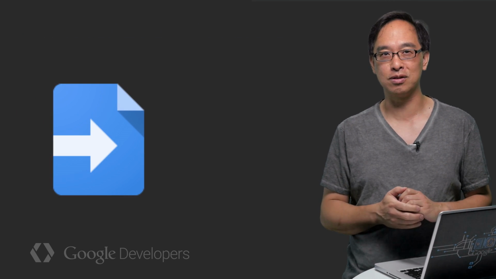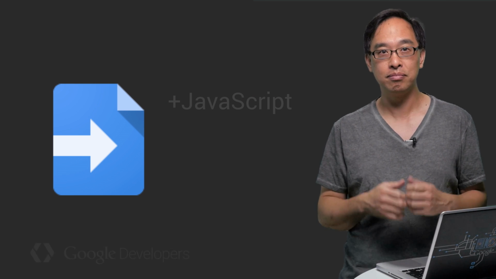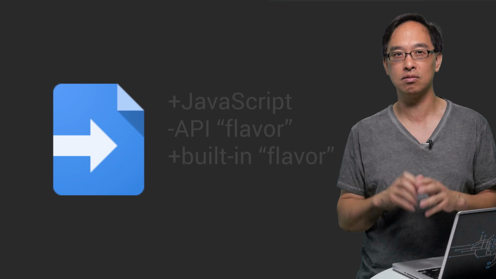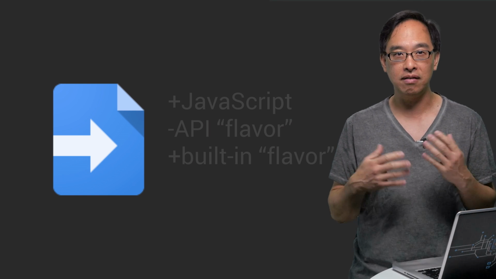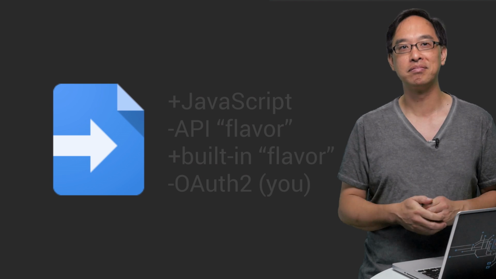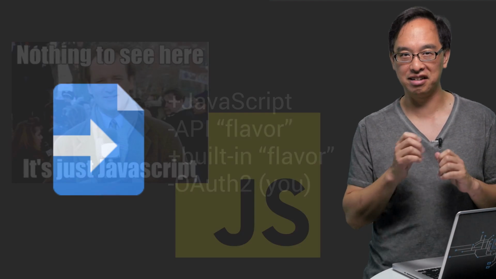So, first things first, what is Google Apps Script? Well, it's a tool based on JavaScript, but it's a little less like using APIs and more like using services or built-in access to APIs. And finally, there's less OAuth 2 authorization code for you to write. All right, to help with this understanding, let's start with what AppScript is not.